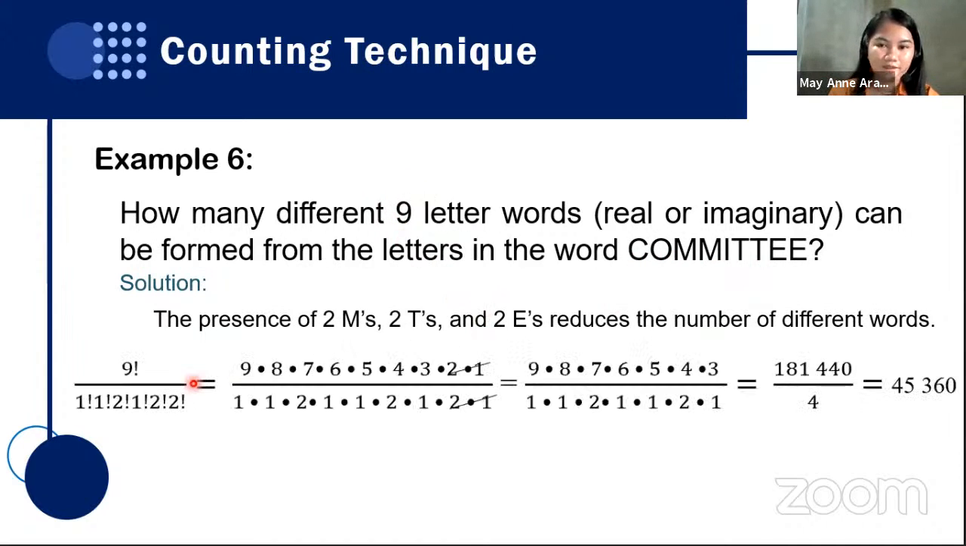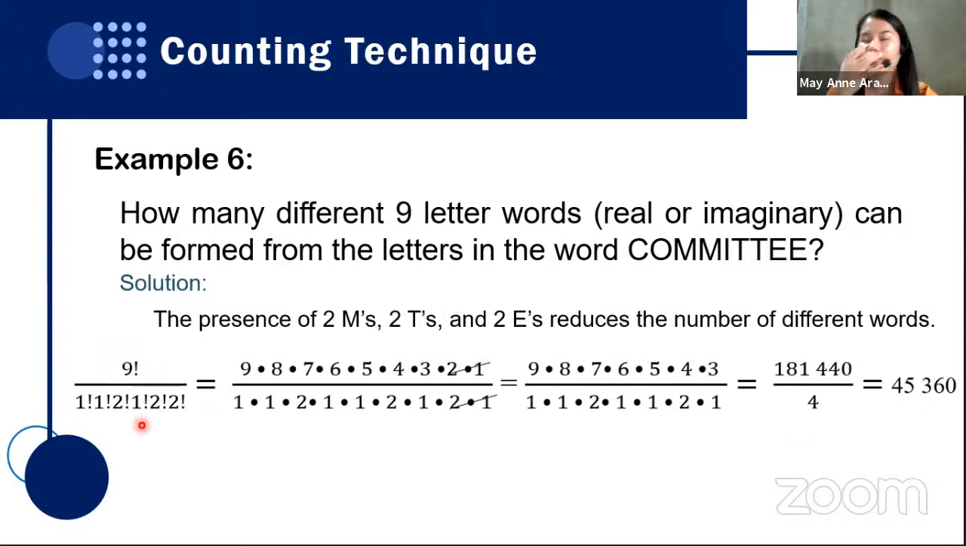Since we have how many C? 1. And how many O are there? Only 1. And we have 2 M, so you have 2 factorial here. And we have I, 1 factorial, and 2 T, so 2 factorial. And last, we have 2 E, so 2 factorial. If we add these numbers, we should get 9.